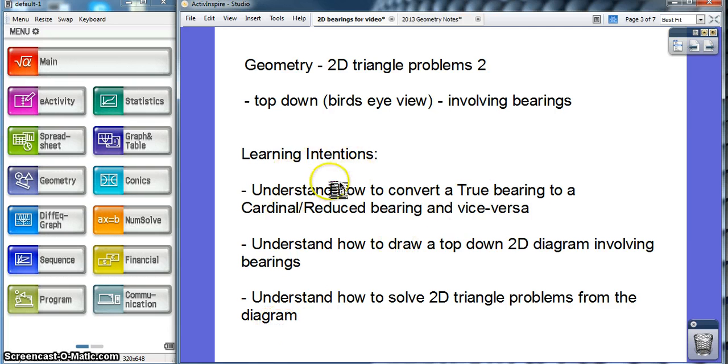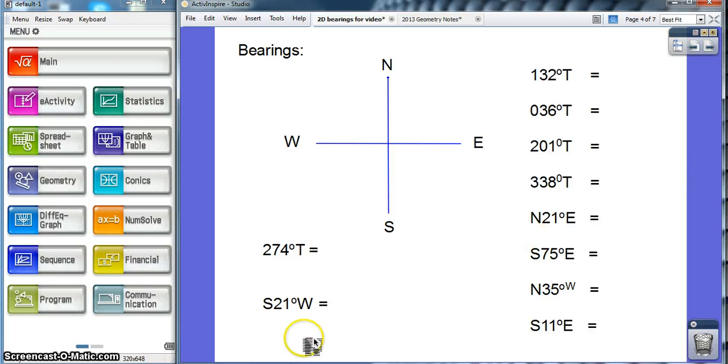So first we're going to have a look at this because this is really necessary knowledge that you can't do the rest of these without. So we'll look at that first. So bearings first of all.